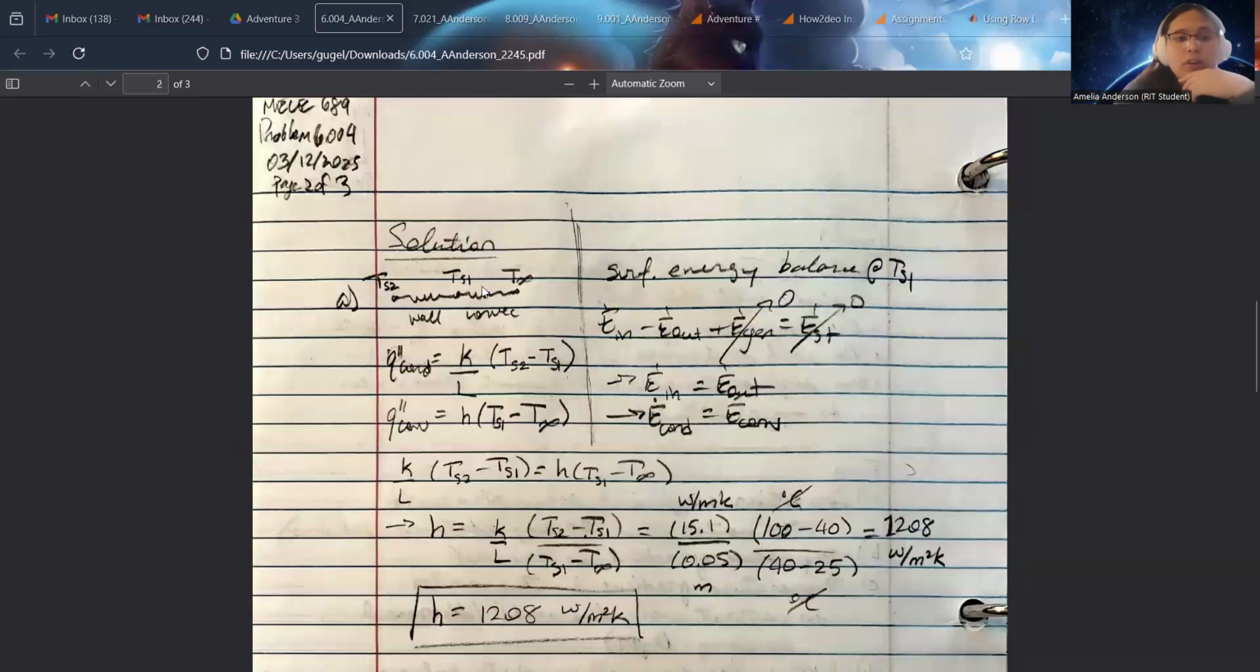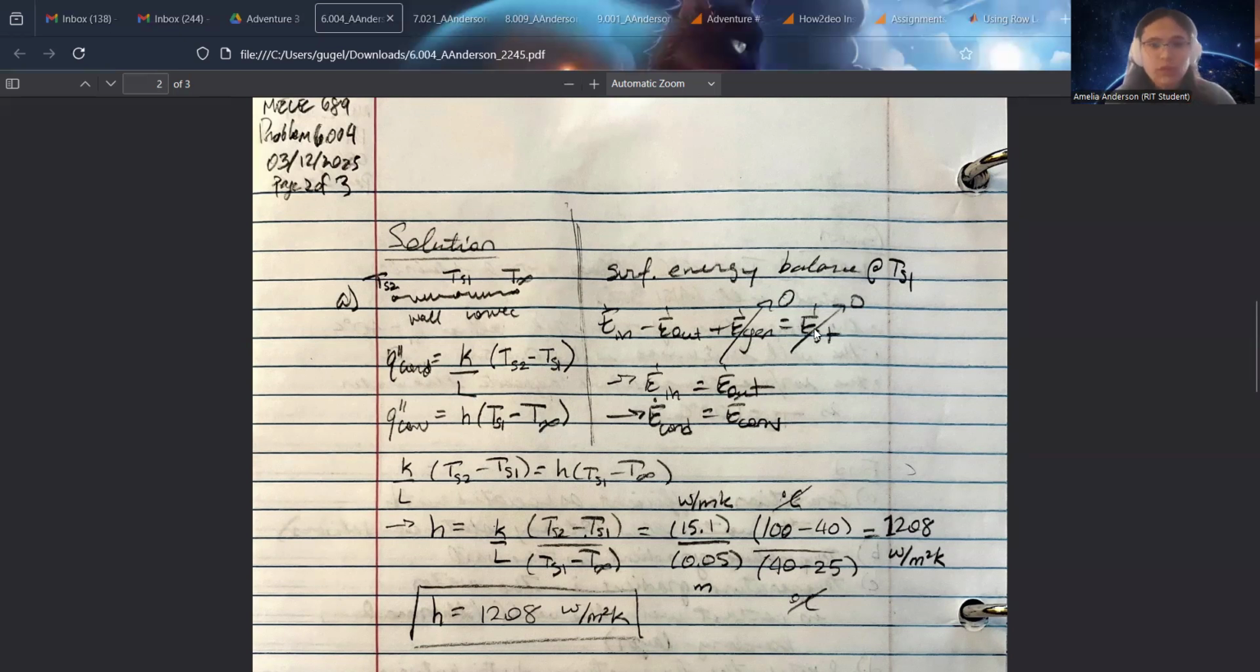So here's the solution. I put this little note here for the thermal resistance circuit, but you don't really need to do that. I just put that as a visualization for myself. What you can actually do is a surface energy balance at the surface where the water is flowing. Because it's a surface energy balance, we're not going to have any heat generation, and it's steady state, so there's definitely no energy stored.